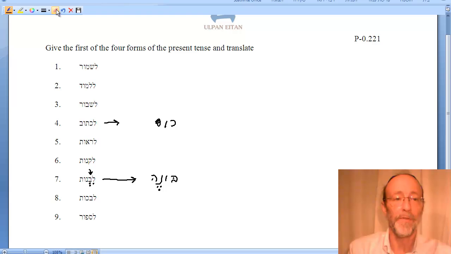Okay, I want to see if I can erase. Whoops, my eraser didn't work so well. Try again. I don't like the way the eraser's working. There we go. Nope. Okay, we'll leave it. We won't waste any further time, and we'll write down kotev.